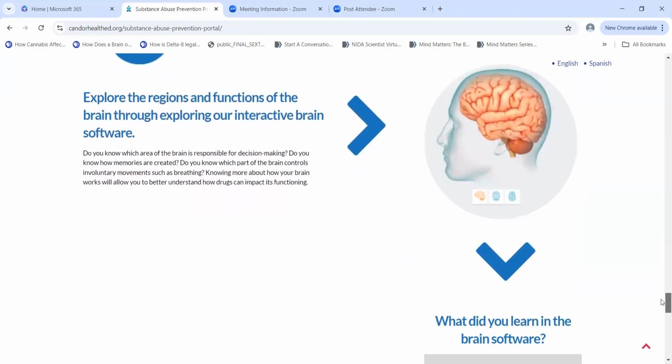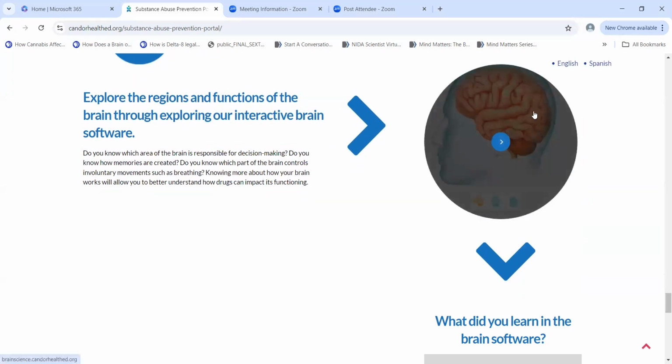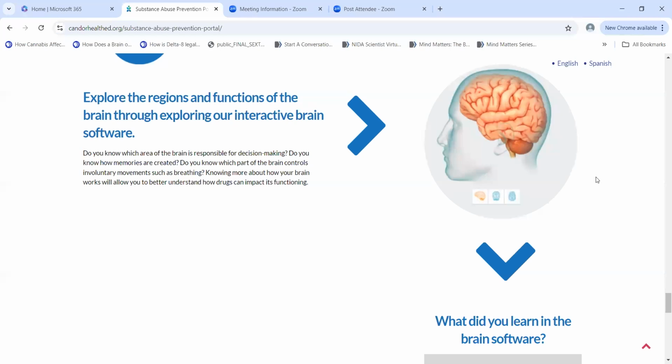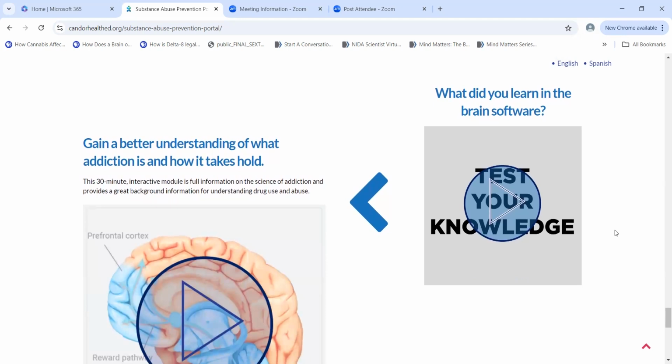We also have some brain software that goes over particular aspects of the brain, and it's interactive in that students are able to click on various parts of the brain: the brain stem, the limbic system, the prefrontal cortex. They're able to learn what happens in each of these parts of the brain and how these parts of the brain are impacted by substance use. After learning and reading about the different parts of the brain, students can take a short multiple choice quiz and see how much they remember about the brain science.